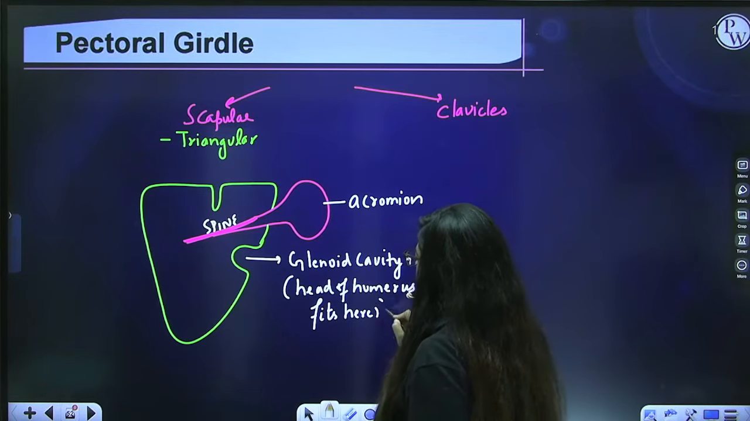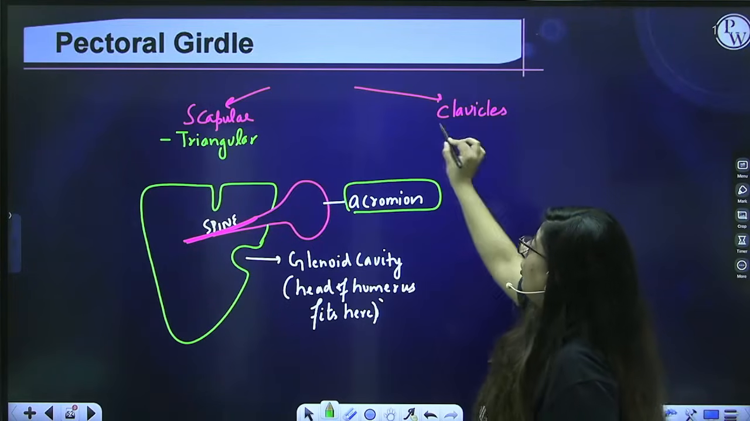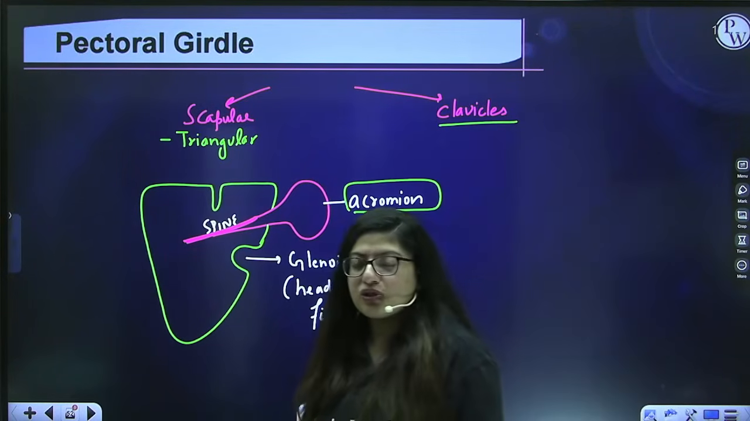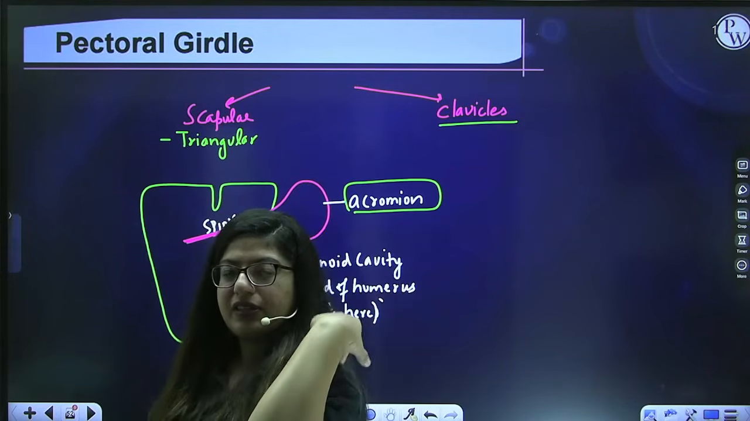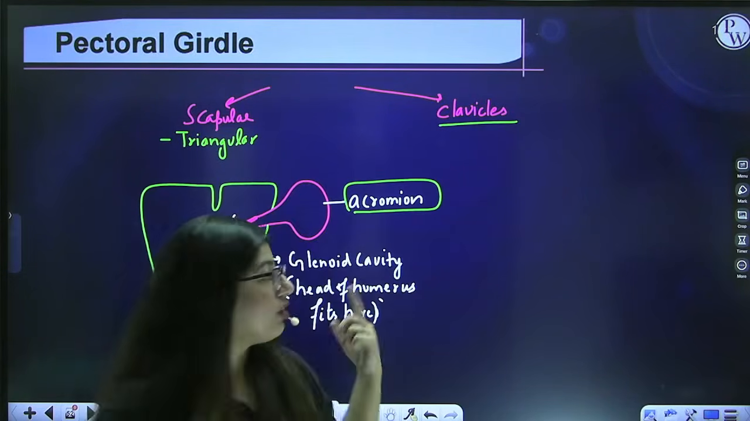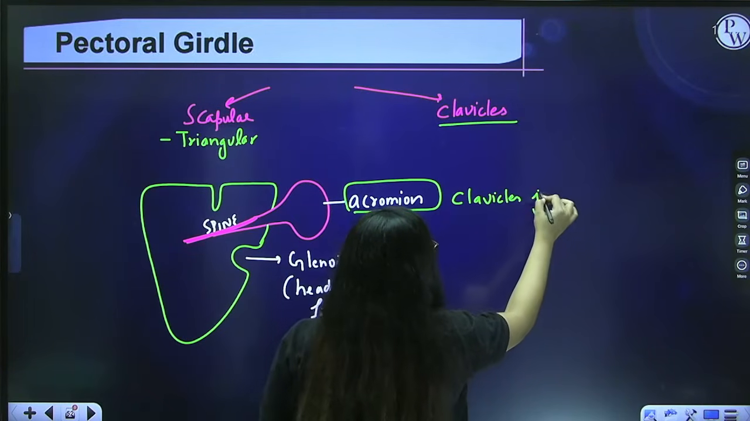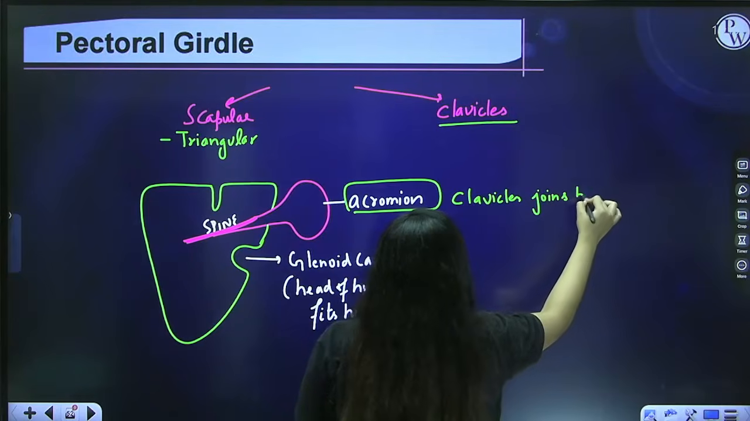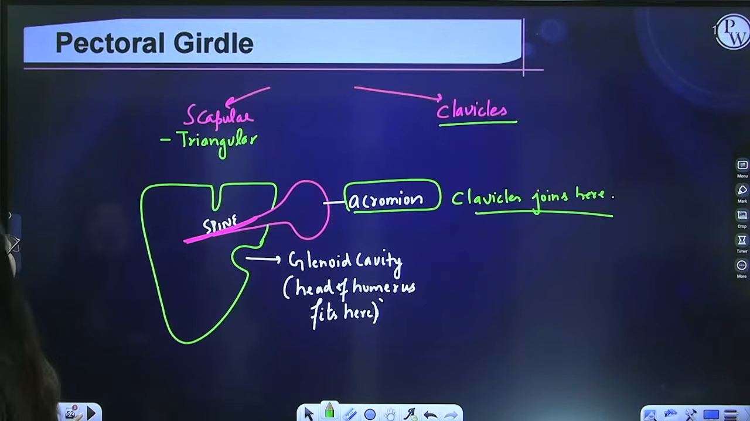Okay. Now, the acromion clavicle joints, right? So clavicle on one hand, it joins to sternum here. On this surface, it attaches to acromion. So to acromion, clavicle joins here.